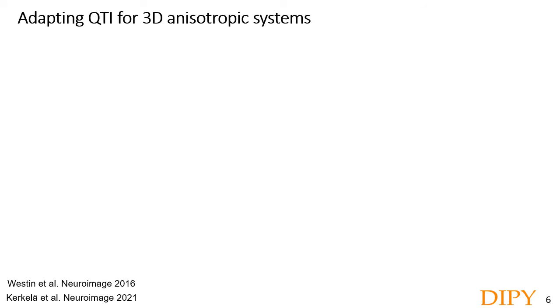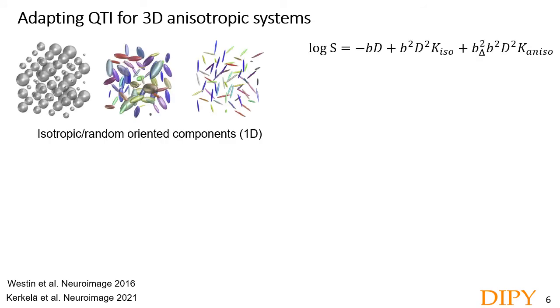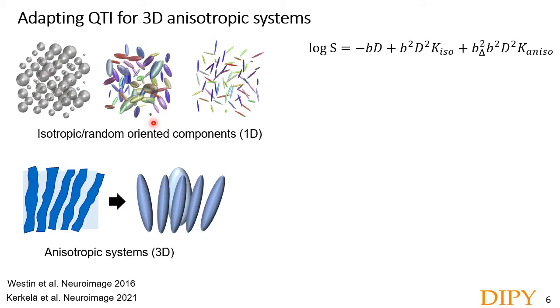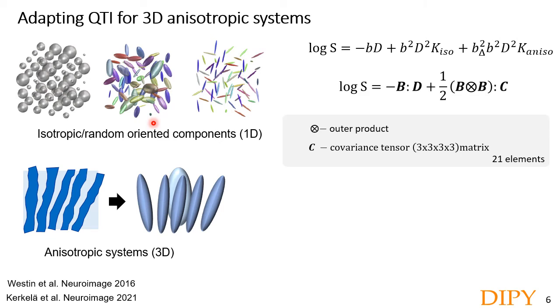We can also generalize this equation to a three-dimensional anisotropic system. In the previous slide, I was only considering the case of isotropic or randomly oriented components. However, we know that tissue can have some degree of alignment, as in white matter. So a more complete expression for QTI is expressed here.